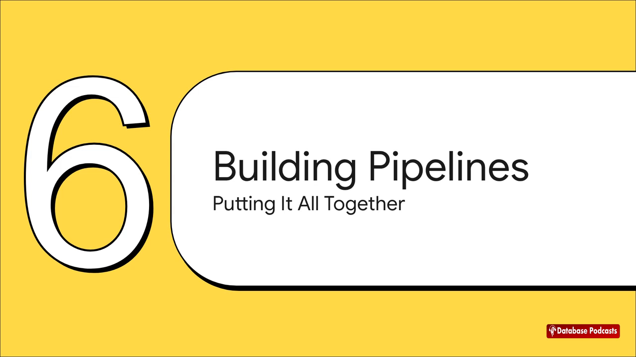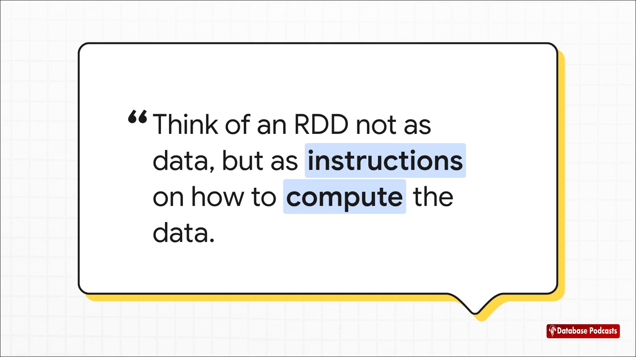What's the big idea here? If there is one thing, just one thing you take away from all this, let it be this right here. An RDD isn't really a bucket of data like a database table is. It's the instructions on how to get the data. It's a recipe. Shifting your thinking from data as a static thing to data as a set of instructions is the key to unlocking Spark.